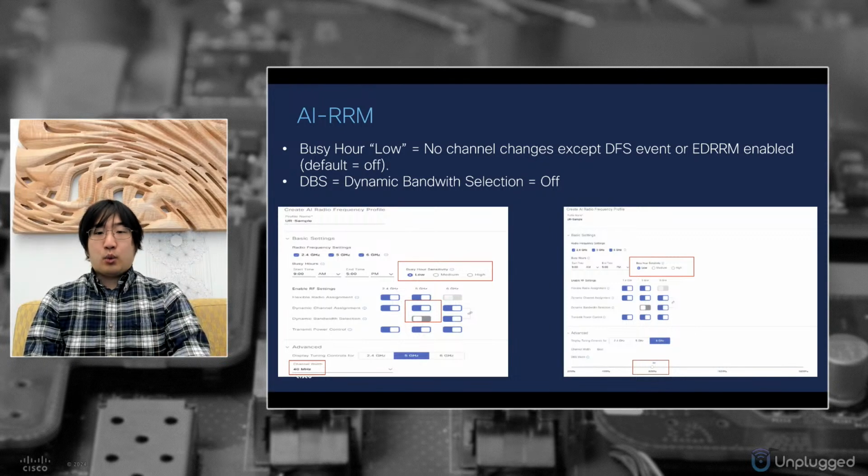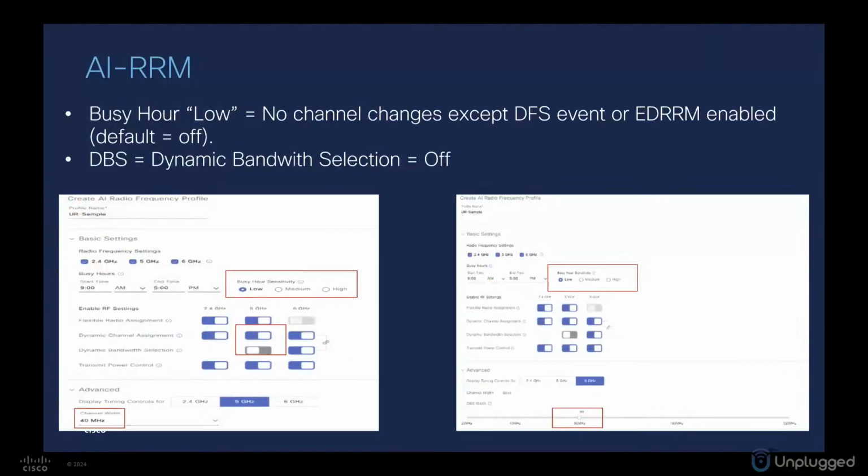We've done a change where, with this new busy hour, the new low, instead of restricting changes or reducing the number of changes, we've now halted changes except on DFS and EDRM if you've turned it on. And we've also made a change where the dynamic band selection is going to be off.